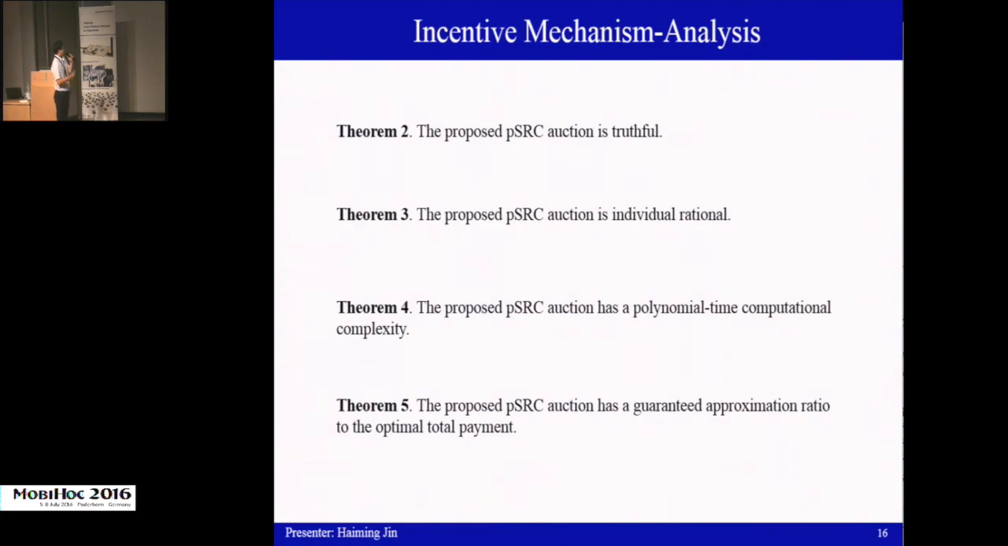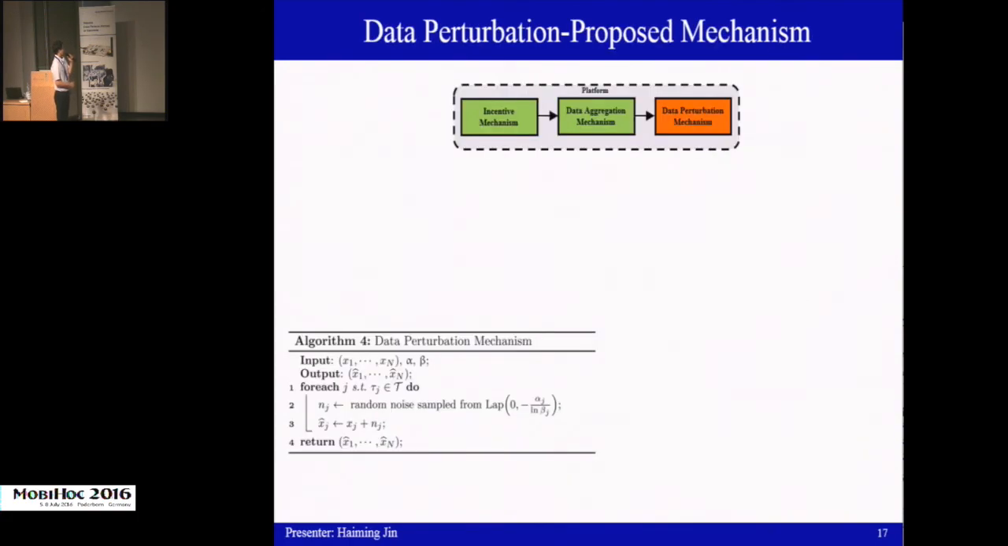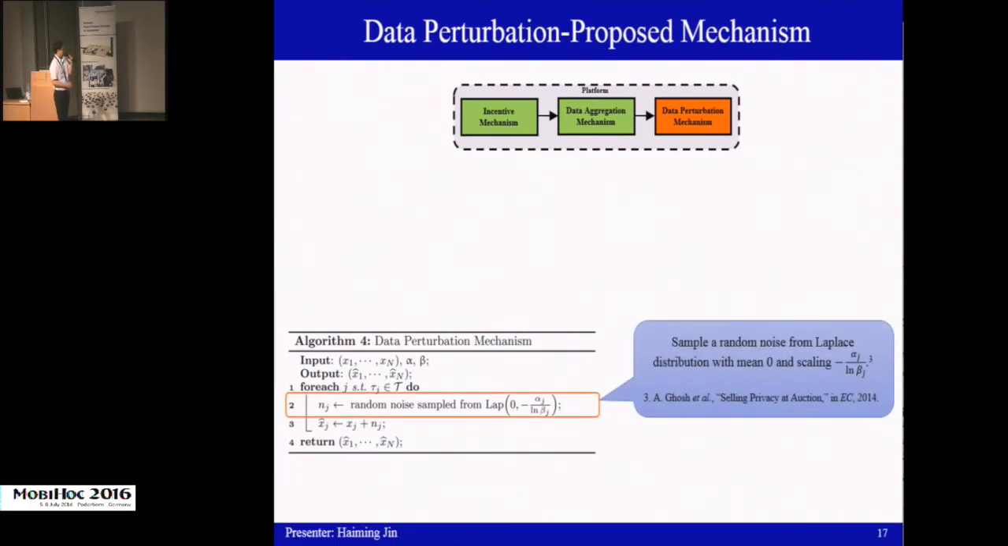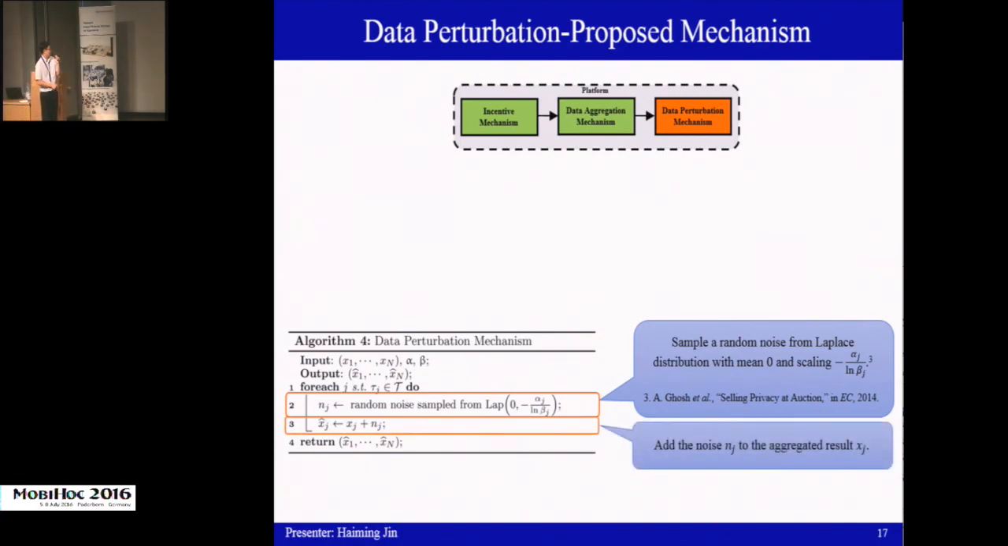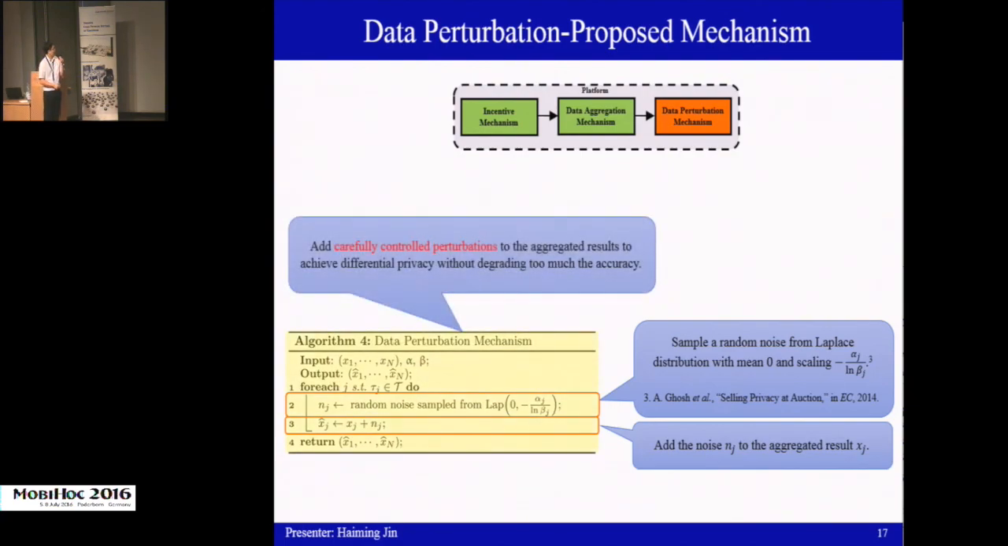So, then the data perturbation mechanism. In our data perturbation mechanism, what we do is sample a random noise from the Laplacian distribution with zero mean and scale minus alpha j over log beta j, which is an extension of the Laplacian mechanism utilized in reference 3. And then we add this randomly sampled noise to the aggregated result to obtain a perturbed result.